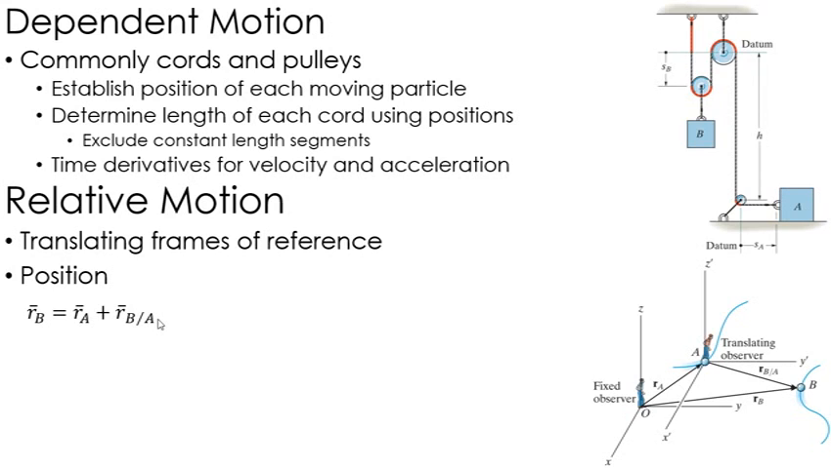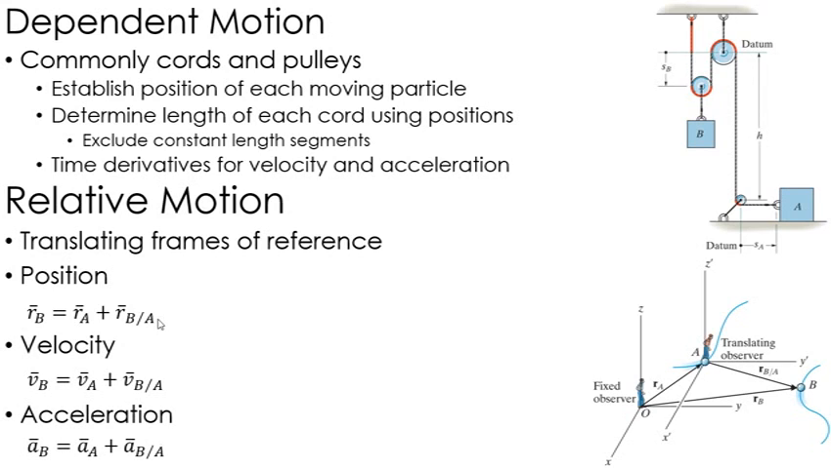Now, very simply, to find acceleration and velocity, I just take a time derivative, which basically changes all of those position vectors to velocity vectors, and all those velocity vectors to acceleration vectors. And again, this gives me the velocity and acceleration of one point with respect to another point that is moving as well.